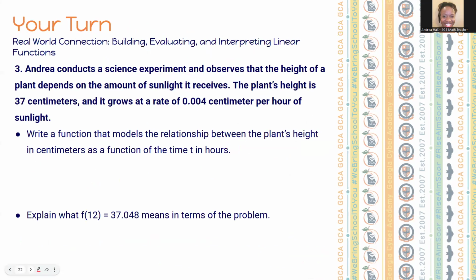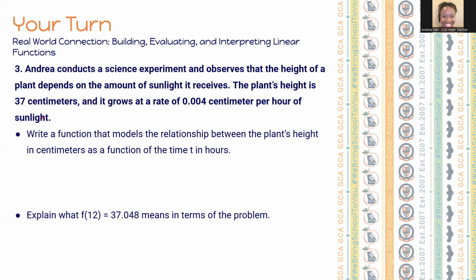Now it's your turn. Pause the recording. Go ahead and give it a try. Andrea conducts a science experiment and observes that the height of a plant depends on the amount of sunlight it receives. The plant's height is 37 centimeters and it grows at a rate of 0.004 centimeters per hour of sunlight. Write a function that models the relationship between the plant's height in centimeters as a function of time, t in hours. Explain what f of 12 equals 37.048 means in terms of the problem. So pause the recording, go ahead and give it a try.